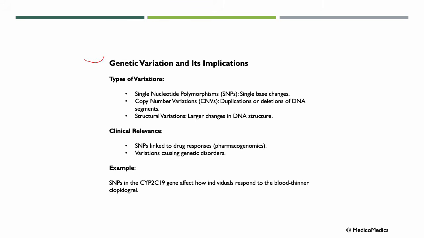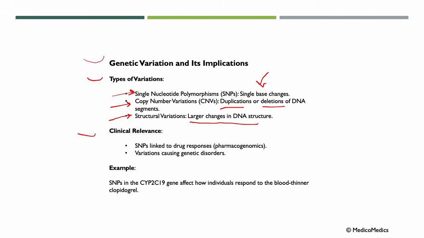Genetic variation and its implications. So we have different types of variations. We have, for example, single nucleotide polymorphisms, where we talk about single base changes. We have copy number variations, so duplications or deletions of DNA segments. We have structural variations, so larger changes in the DNA structure.